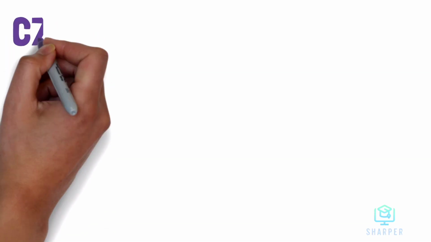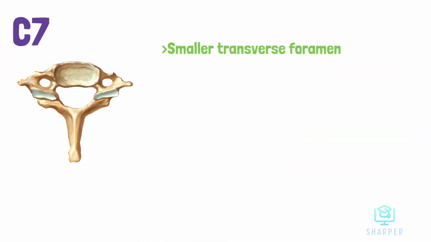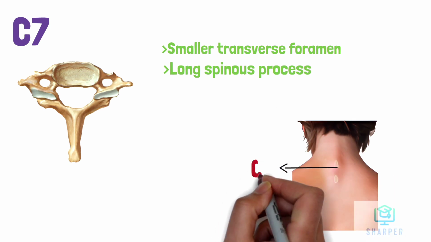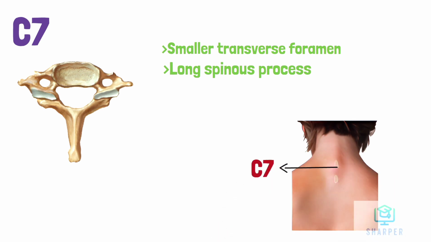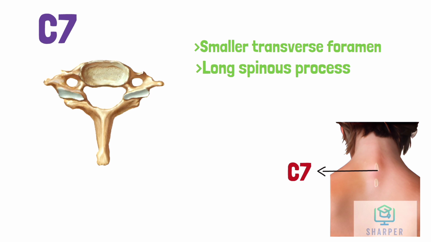Finally, C7. It has a smaller transverse foramen than the other cervical vertebrae, and it is also called the vertebra prominens due to its long spinous process. It is the most prominent spinous process, and you can actually feel it if you run your finger and press along the midline of the back of your neck.